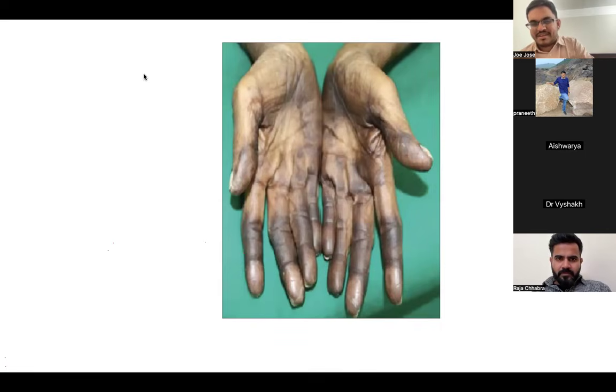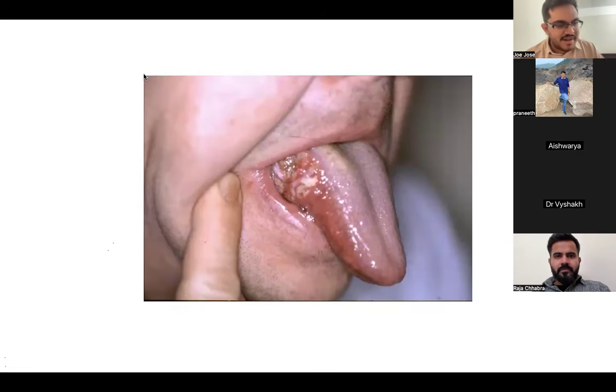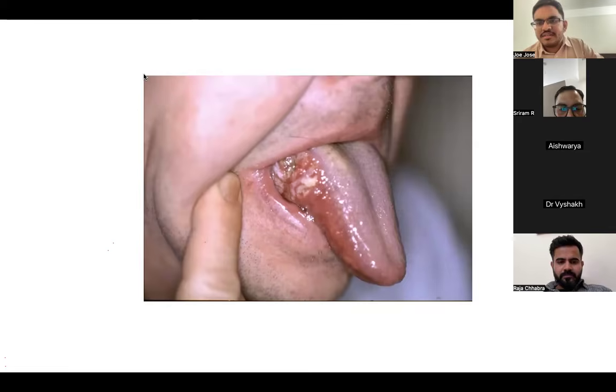Okay, so now the next question goes to Dr. Sriram. Can you identify what could be the possible cause here? Yes, I can see an ulcer in the right lateral border of the tongue. Is it just an ulcer? No, it's a malignant ulcer, an ulceroproliferative lesion in the right lateral border. It's a malignancy, possibly tobacco related. You have to be specific. So, squamous cell carcinoma of the tongue, yeah.